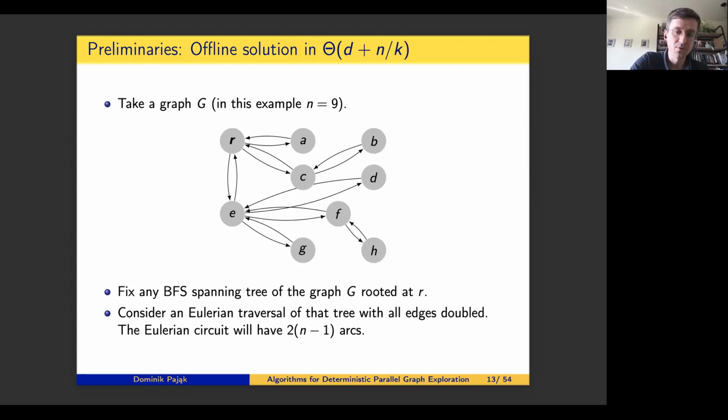For example, if you start from R, you can go to R, then to E, then to G, then back to E, then to F, then to H, then back to F, and so on. And with this, you can visit all the vertices of this tree, and you only traverse every edge once in every direction. So you just do traversals in both directions of every edge. And so this circuit, this path, this traversal has length proportional, more or less, to 2 times n.